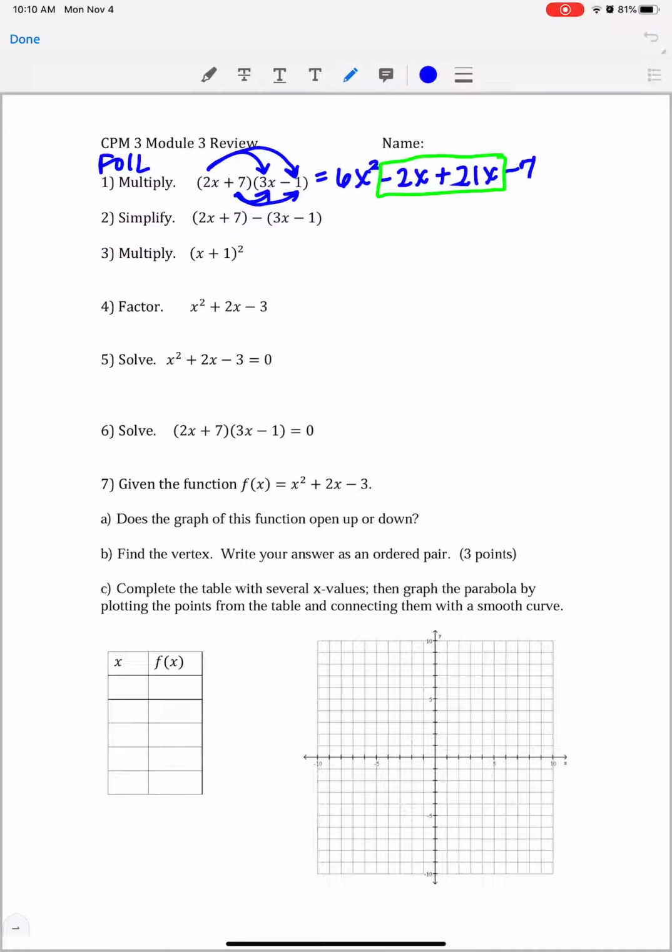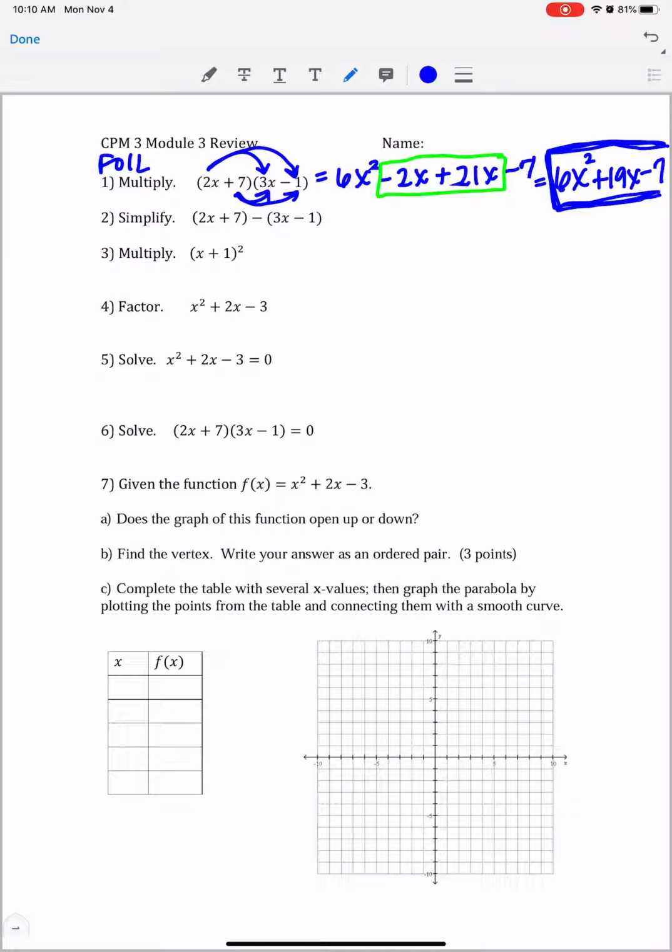so you can combine. So then here, my final answer will be 6x squared, -2 plus 21 is 19, so 19x, and then that -7. So that's my final answer here.